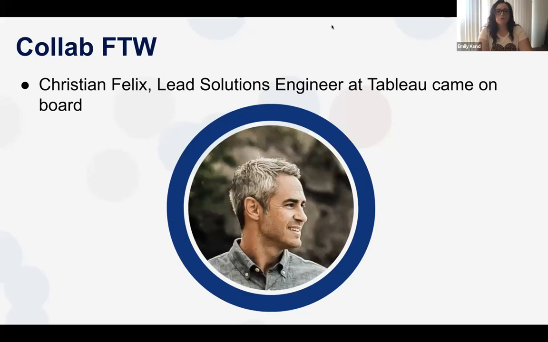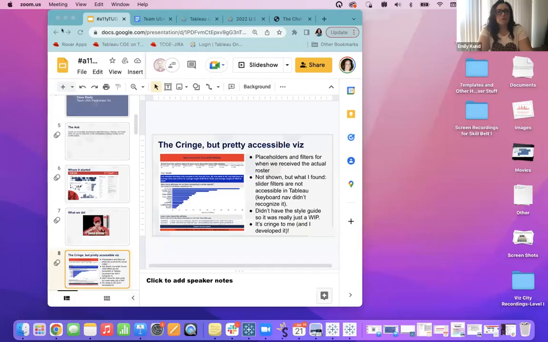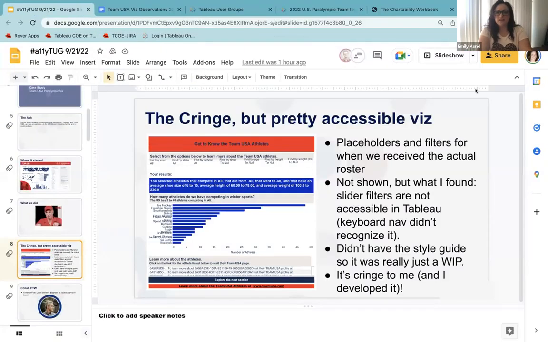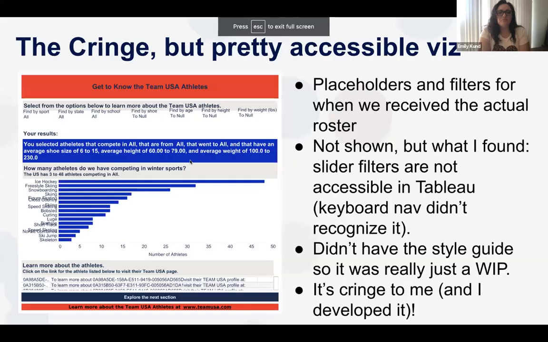Let me bring up that cringe viz one more time, just so that we can really see how Christian's brain works. So you came on board, you saw the cringe viz, and I mean, that's what I call it lovingly. What was your first thought in looking at this, from a design perspective, to make it more aesthetically pleasing, outside of the color from the style guide?